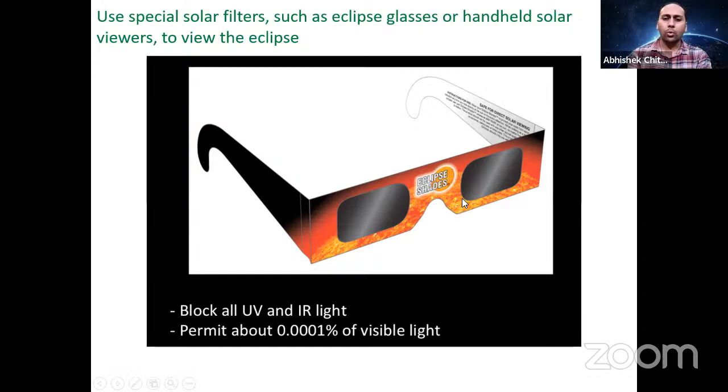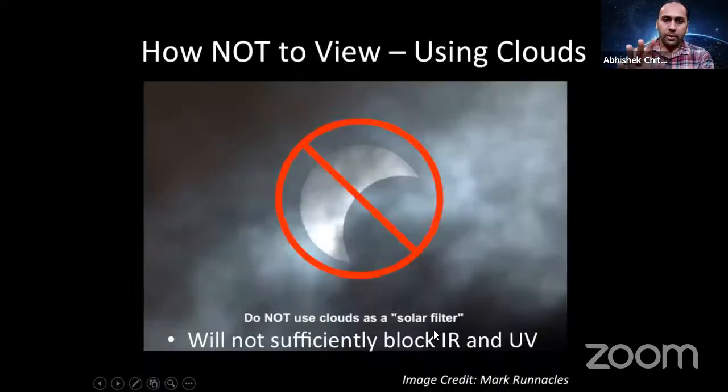So what does this goggle do? It actually blocks UV and IR radiation, and it permits hardly 0.0001% of visible light. So this is the best way to observe.